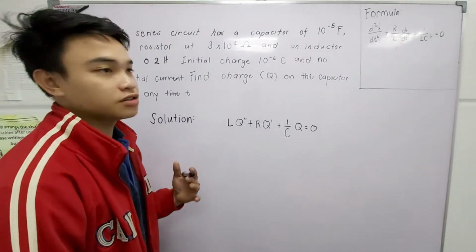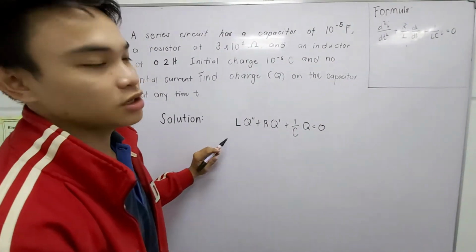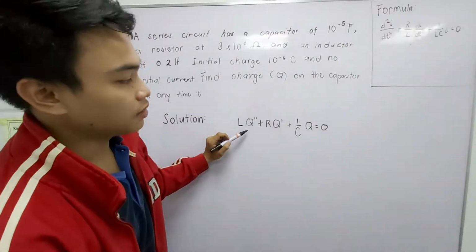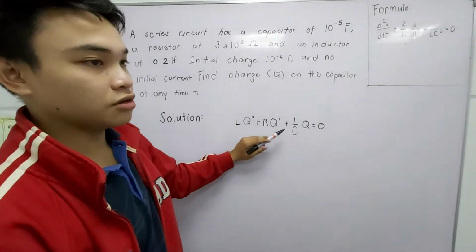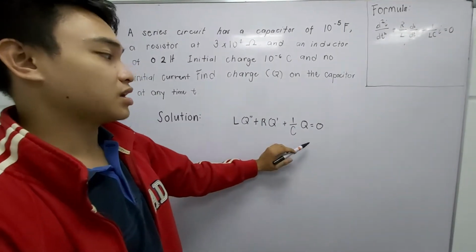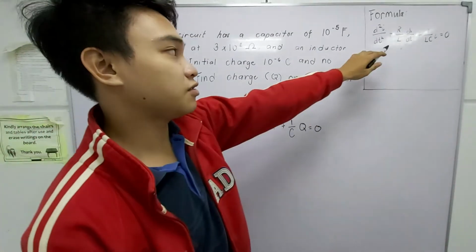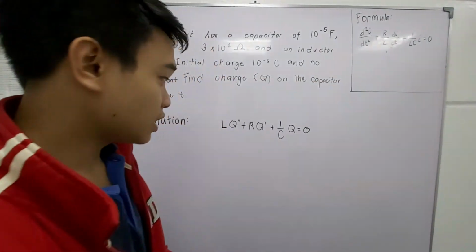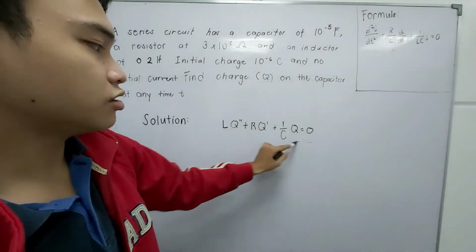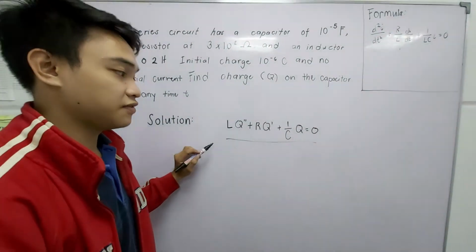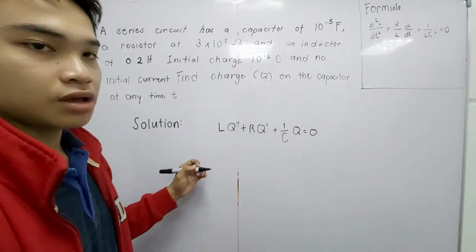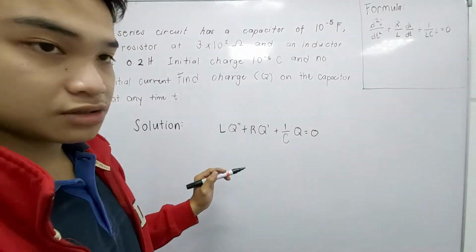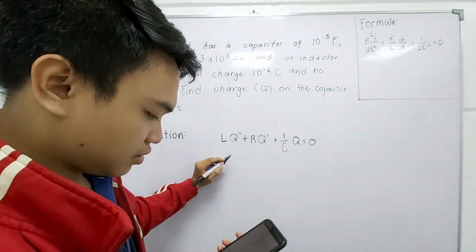Okay, in order to solve this problem, we have a formula of LQ double prime plus RQ prime plus 1 over C times Q equals 0. This formula came from the general formula of RLC circuits in series. This formula is also known as a second order differential equation. Okay, let's put the values in the formula.